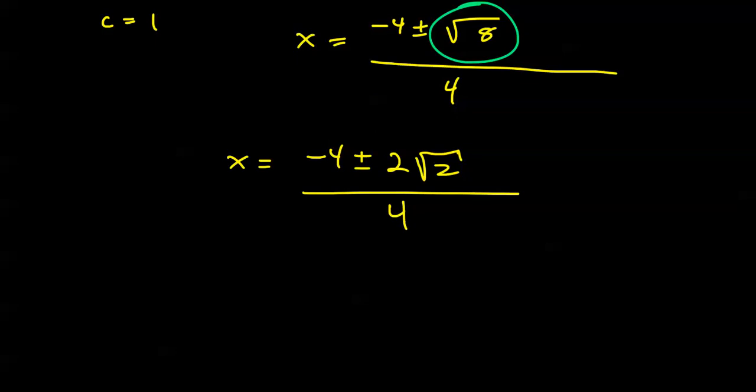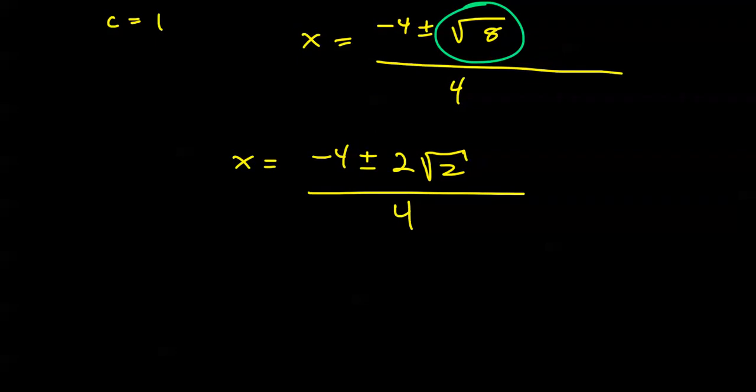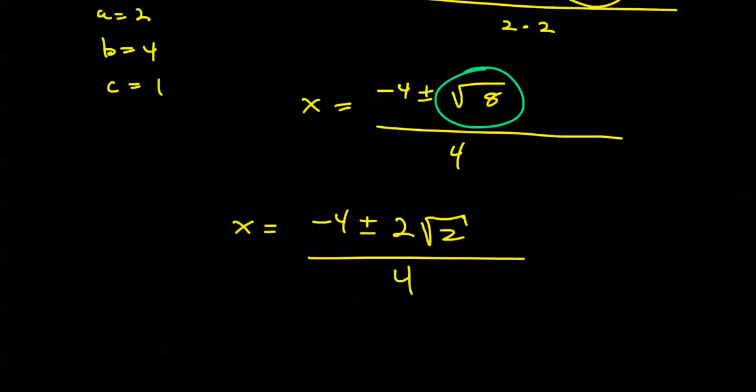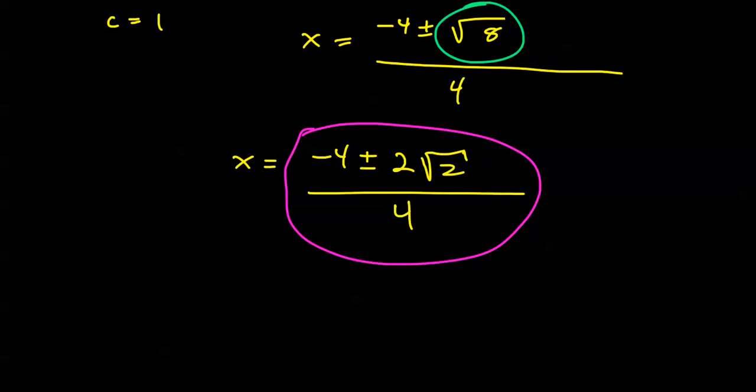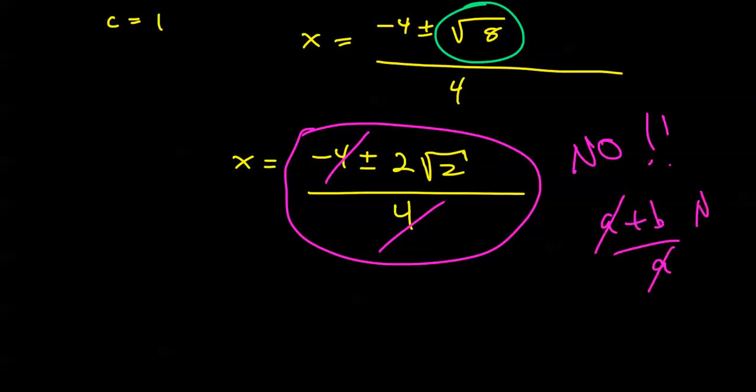Now I've got a lot of 2's and 4's flying around here. Again, you cannot cancel out the 4's. Let me reiterate that. It's such a tempting mistake. This is an inappropriate technique. No, you cannot do that. Let me say it again: a plus b over a. You cannot cancel out terms of a sum across a fraction bar.